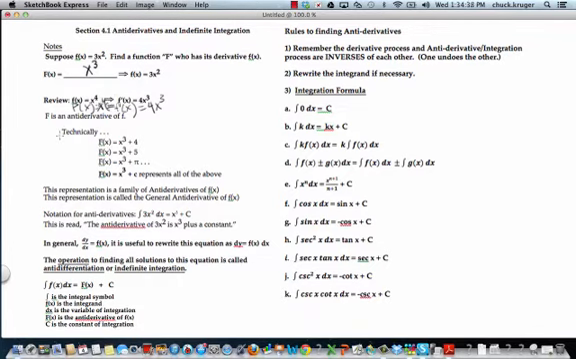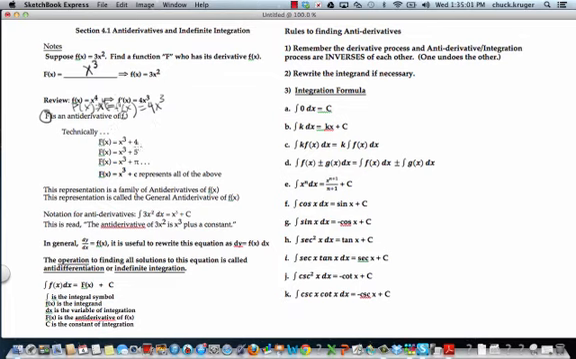A couple of things: when you have a capital F, that's what we're going to call the antiderivative of a lowercase f. In this particular text, lowercase f represents the derivative, and capital F is its reversal, the function it was before the derivative happened, or what we call the antiderivative.